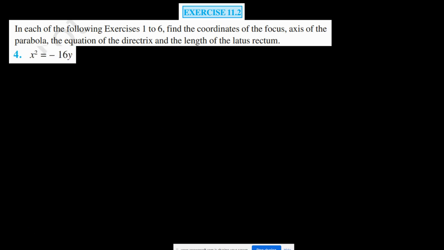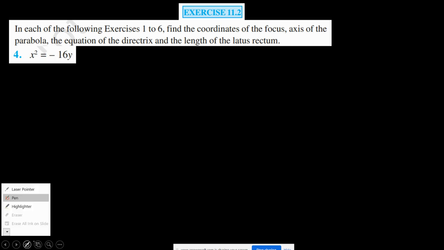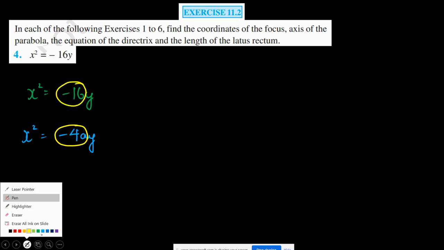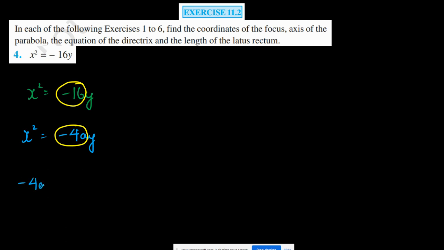Similarly, I will take x square is equal to minus 16y. Equating with x square is equal to minus 4ay, minus 4a is going to be equal to minus 16. Minus and minus are going to get cancelled. 4a is going to be 16. A can be taken as 4. 16 divided by 4 is going to be 4.